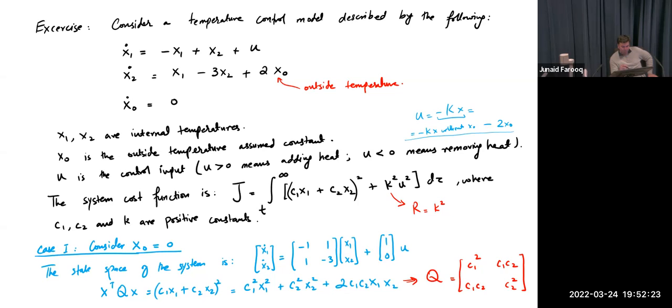But you have to try it out. You have to solve this with an augmented system and see whether the 2x0 appears at the output or not, or whether the disturbance is being rejected or not.